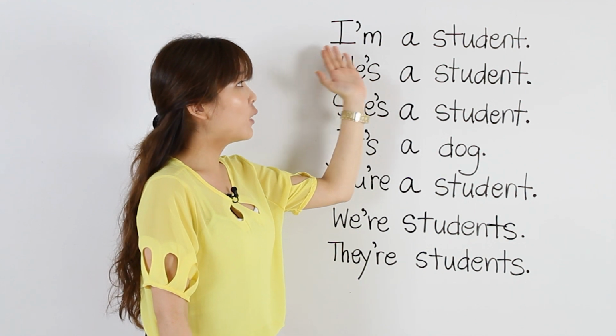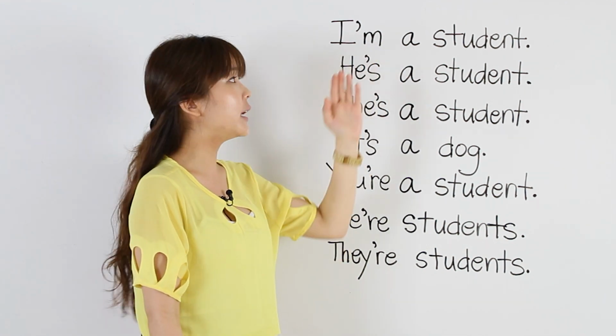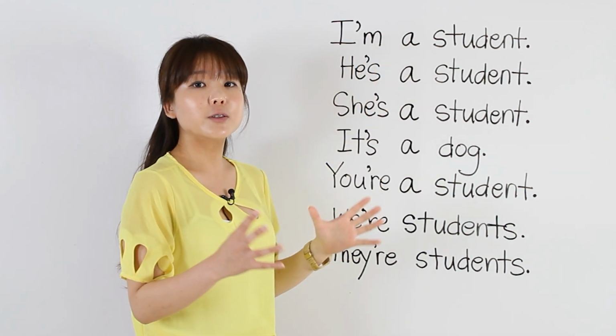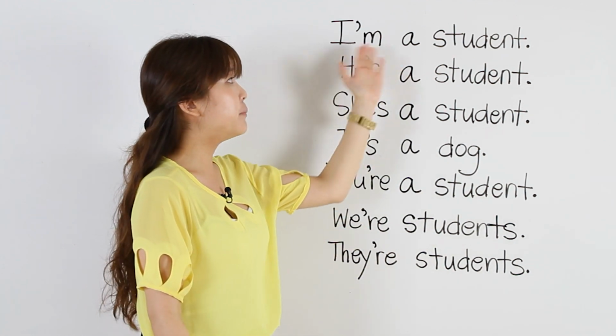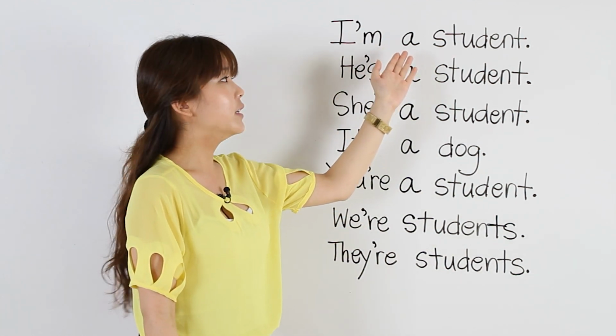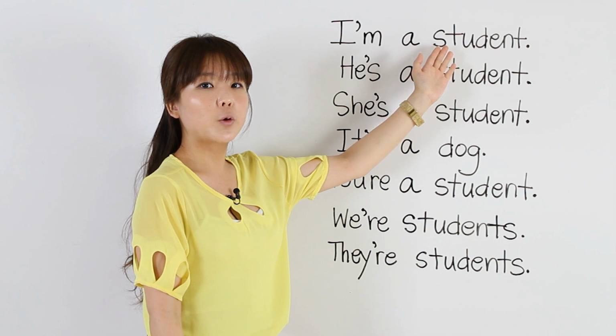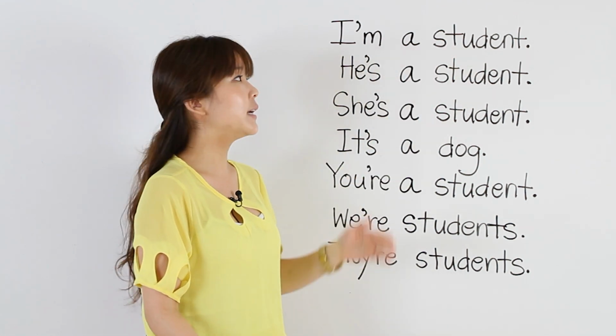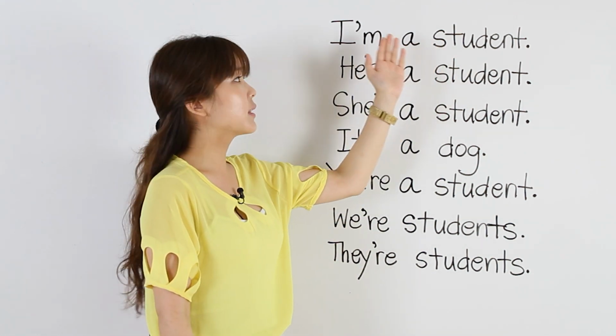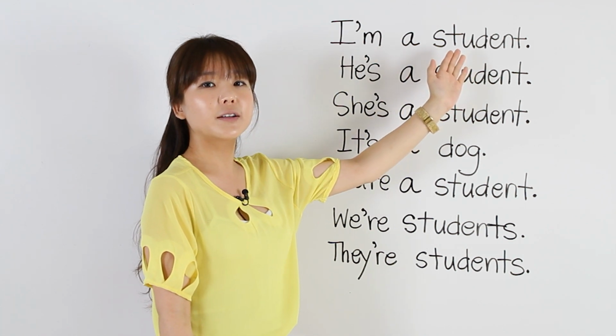Now, before I read it, you have to listen carefully. I'm a sounds like one word. I'm a student. Okay, please repeat after me. I'm a student. I'm a student.